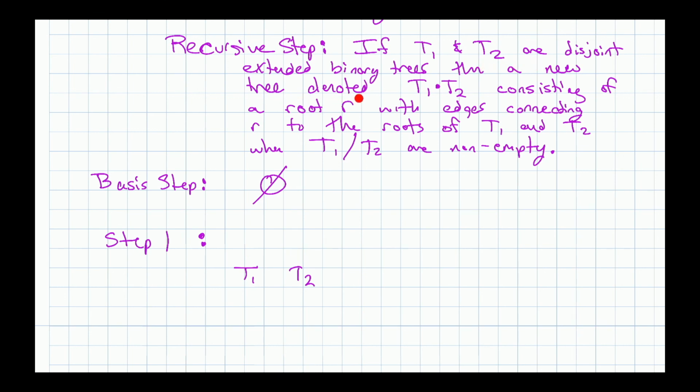Then a new tree denoted T1, T2, consisting of a root R with edges connecting R to the roots of T1 and T2 if they're not empty. So you need a new root that we're calling R, and then you connect that root to the previous T1 and T2s. Well, there aren't any, like they're empty sets. So you make those edges, but those edges don't actually exist. So you've got here's your root, here's your T1, here's your T2, so there's nothing. So it's just R, right? There's your step one extended binary tree.